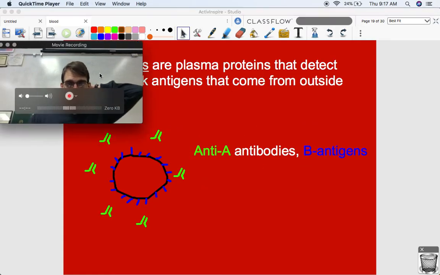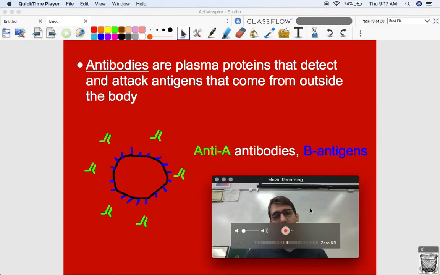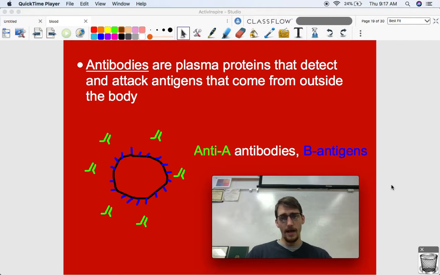So in addition to the antigens that you get, there's another type of plasma protein. We talked about plasma proteins in our last video. They're called antibodies, and these have been in the news recently, right? Antibodies are any kind of plasma proteins that detect and attack antigens that come from outside of the body. I drew this picture myself. I'm blood type B, I'm B positive, I live by that.